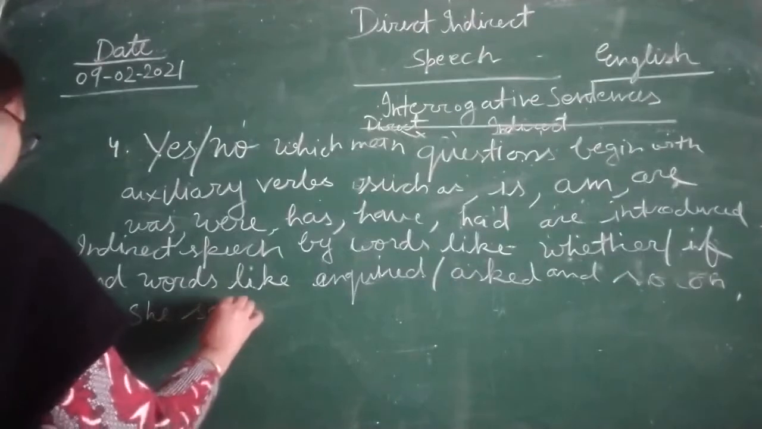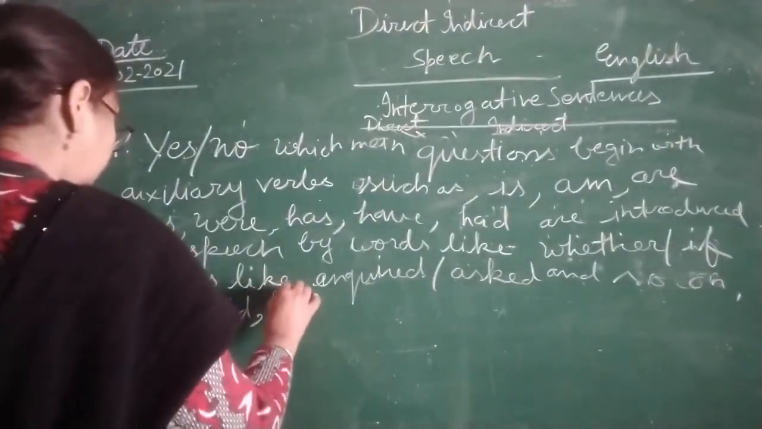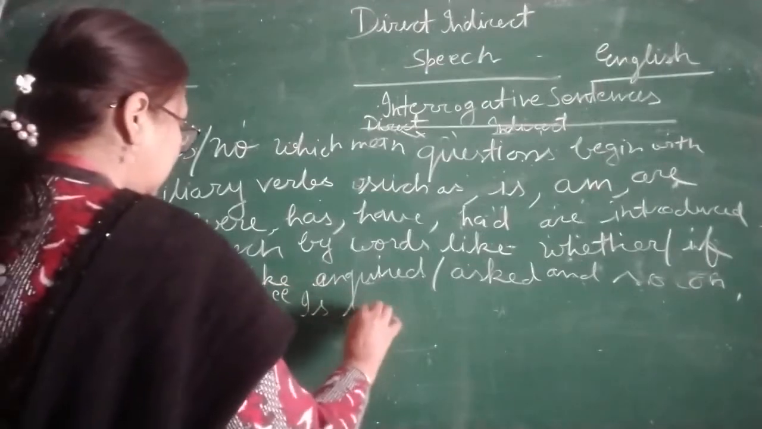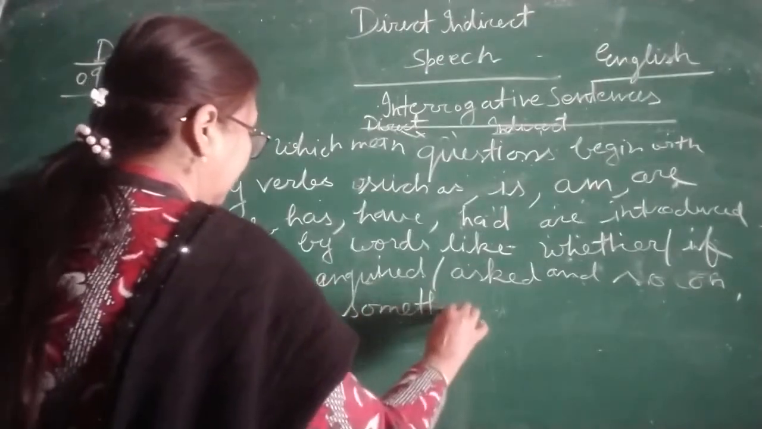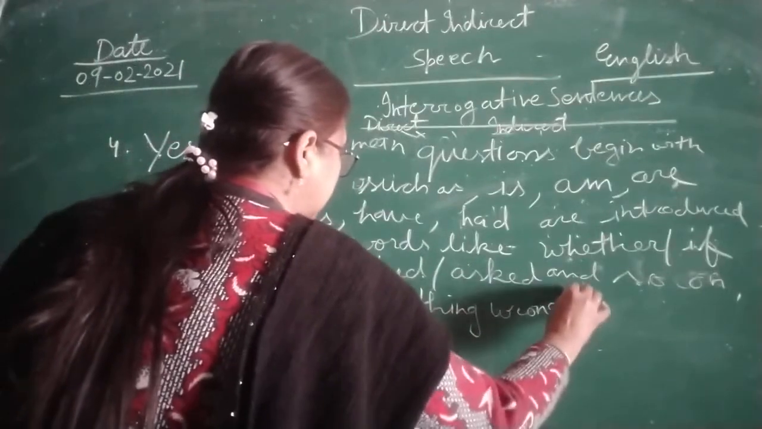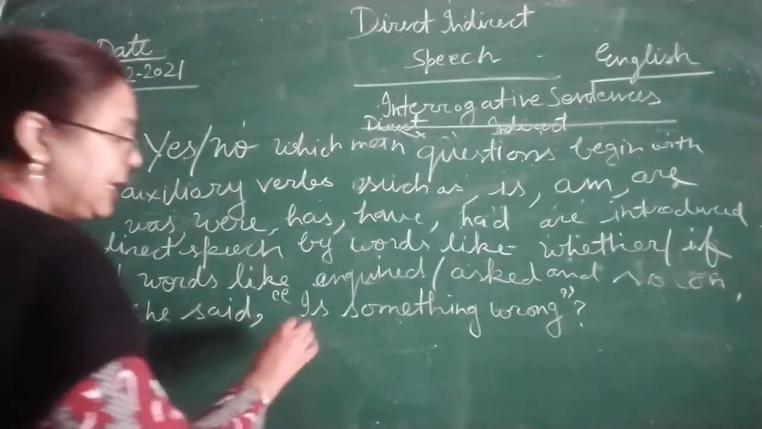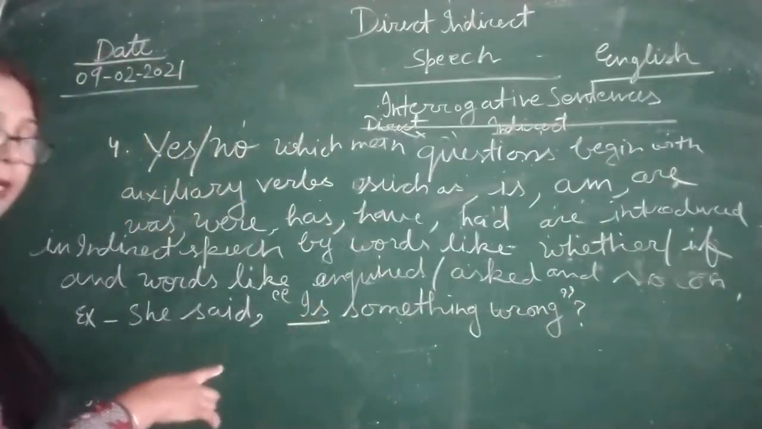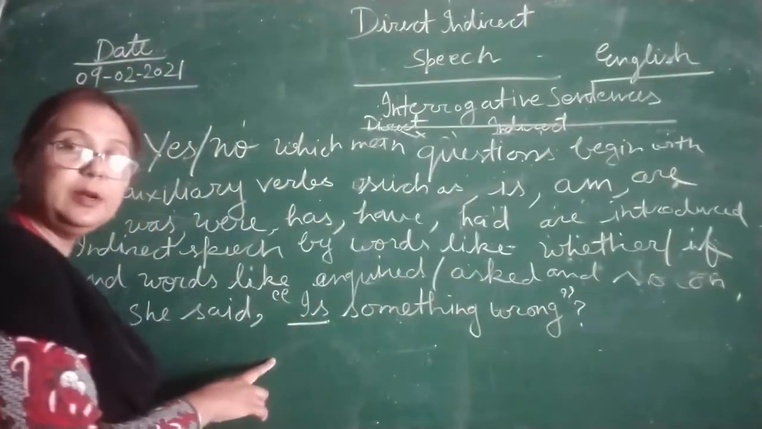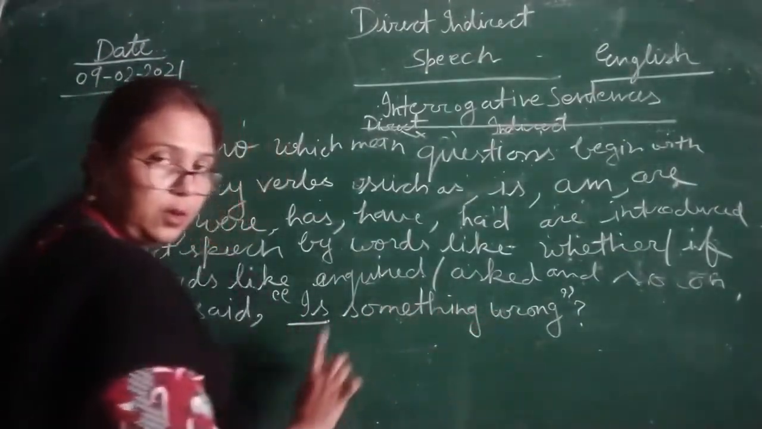She said, "Is something wrong?" So children, here you can see "Is something wrong?" The question mark is there. Here "is" is an auxiliary verb and we are starting the sentence with an auxiliary verb.